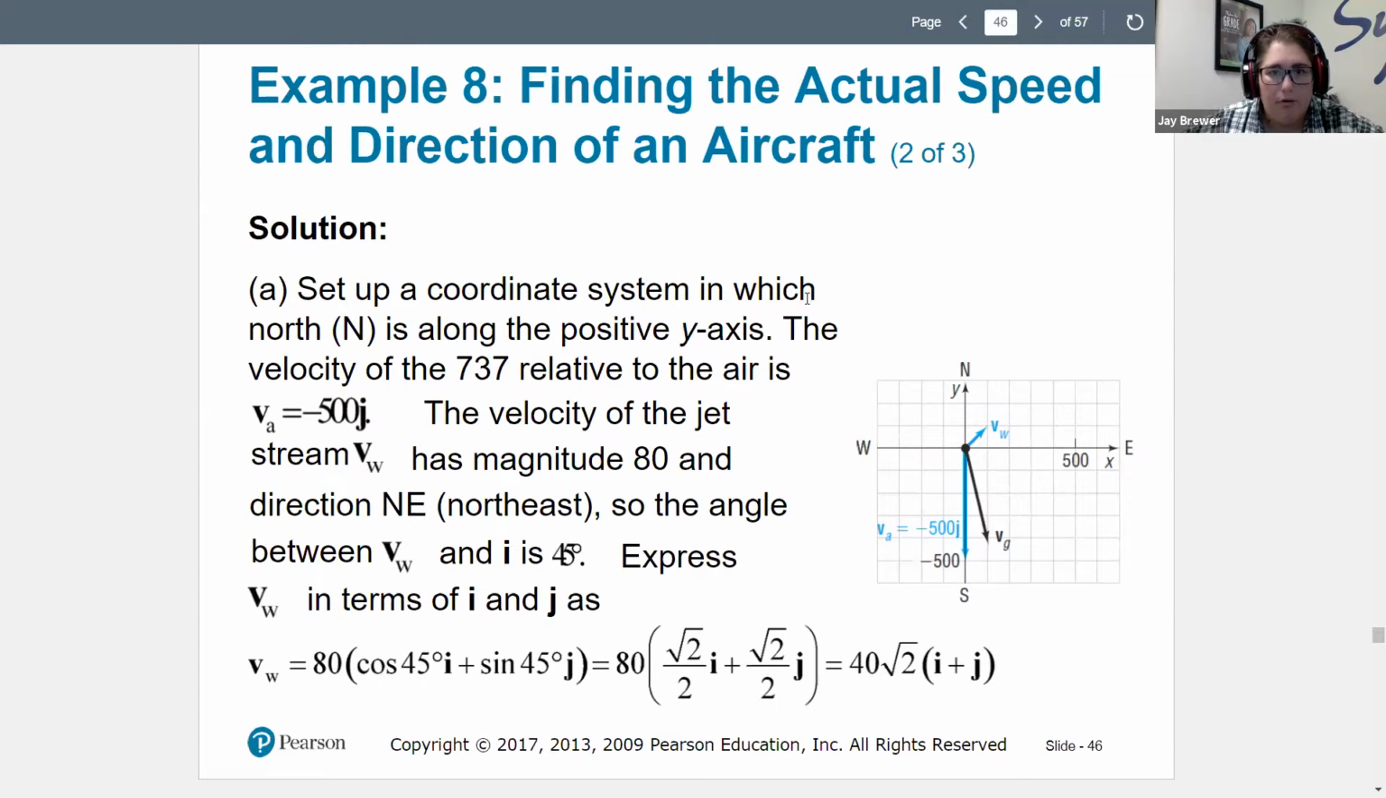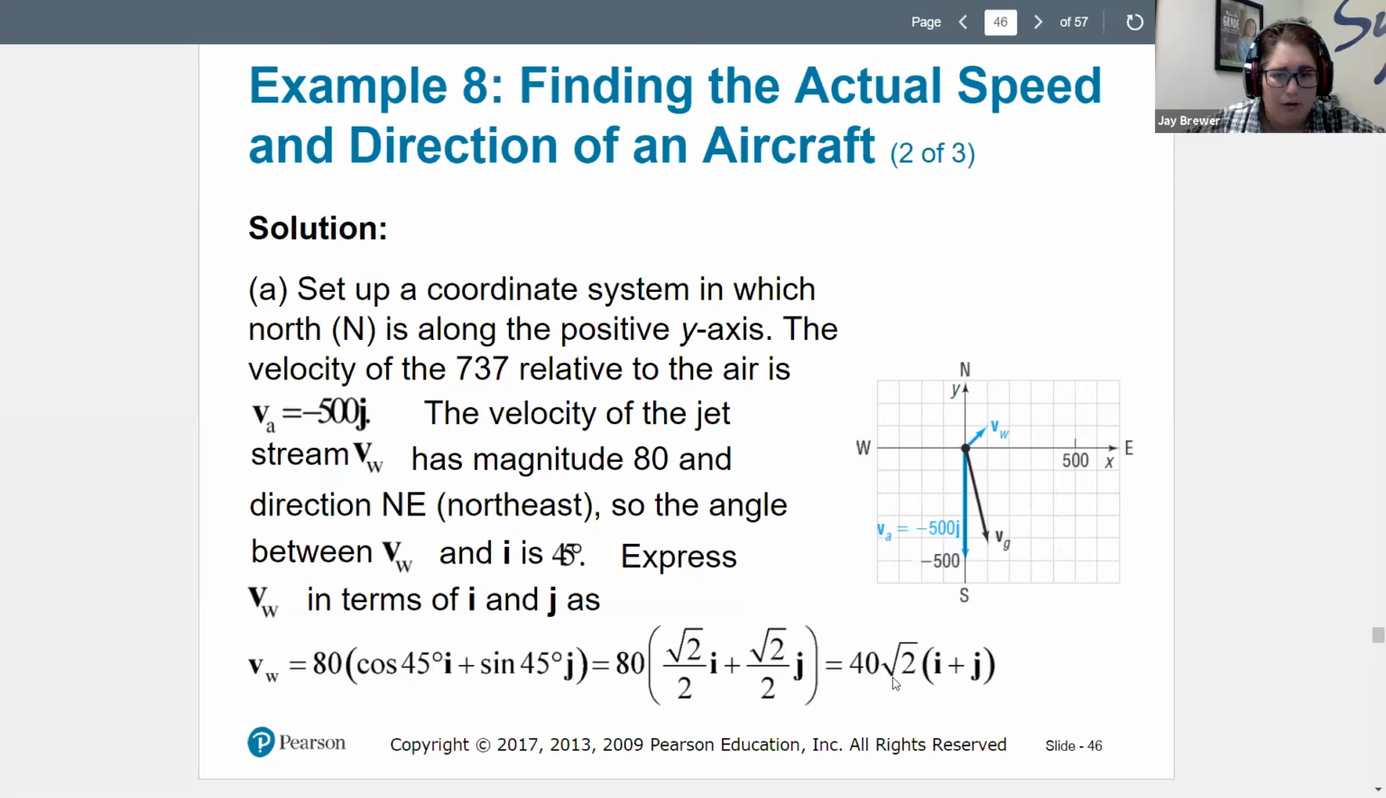So we're going to set up the coordinate system. You can see it at the right. We were given that V sub A is equal to negative 500J. The velocity of the jet stream has a magnitude of 80 and a direction of northeast, so the angle between VW and I is 45 degrees. Express VW in terms of I and J. Well, you're going to plug in your 80 and your 45, and when you work everything out, you end up getting 40 square root of 2 (I plus J).